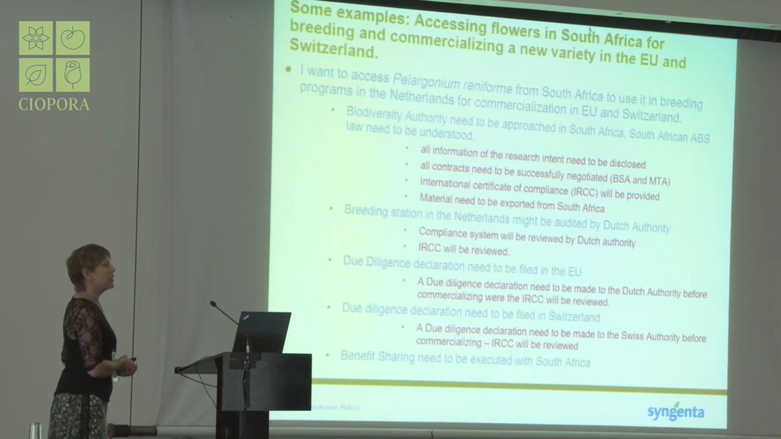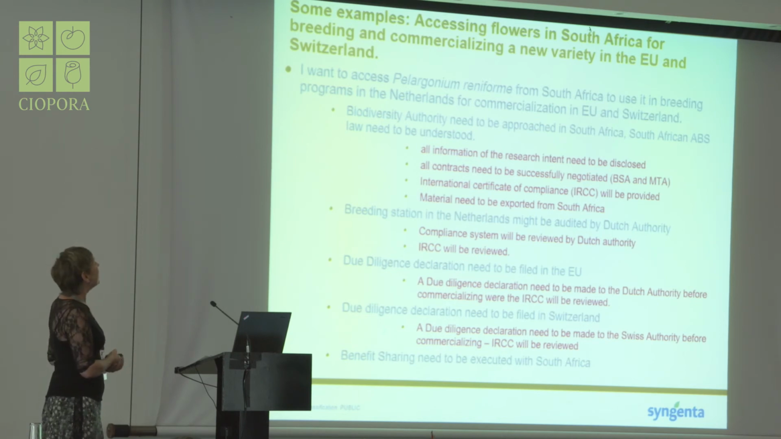Another example, bringing it closer to home, to South Africa, is if there's access from South Africa for a program in the Netherlands, but commercialization in the EU and in Switzerland, we now have basically four rules. So firstly there will be South Africa. The biodiversity authority will be approached. The ABS laws need to be understood. South Africa has some indigenous knowledge laws, and they have the Biodiversity Act. So all of that will have to be looked into to make sure that pelargonium is not part of that. Contracts will be negotiated. There will be an international certificate of compliance, and then export of the seed.